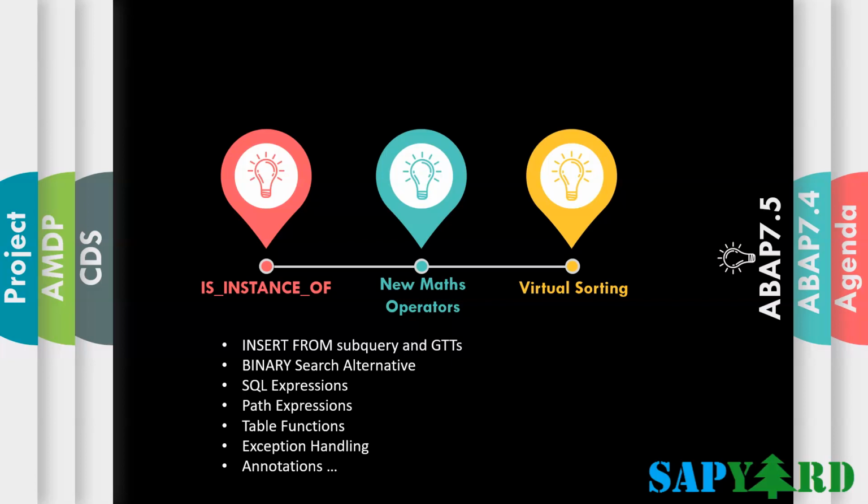With the new syntax, while reading from a table, you cannot put binary search explicitly. And when you work with millions of records, you would want to have the binary read. There is an alternative which we will showcase in these exercises. Likewise, there are many other points which we will cover as part of ABAP 7.5 innovations.